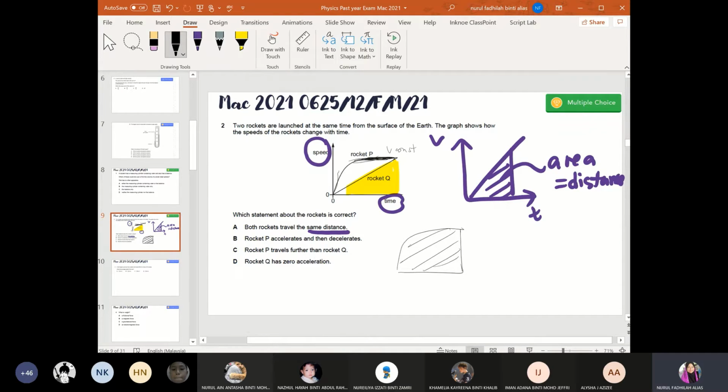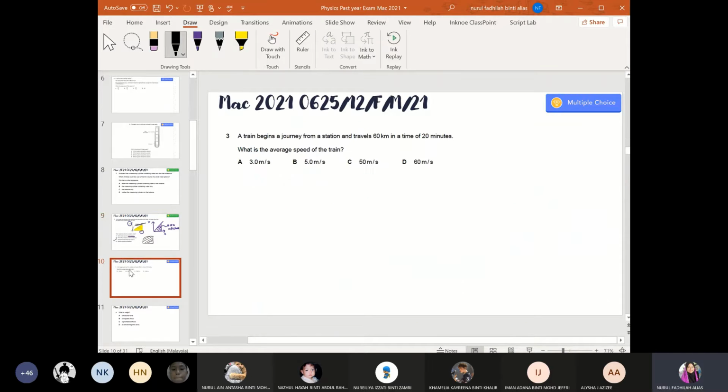And then C, rocket P travels further than rocket Q. So this is correct. Betul. Kenapa? Because of the area. So what can you say about area of rocket P compared to area for rocket Q? Larger. Yes. Okay. Greater. Okay, so rocket P, the graph, it has larger area. Therefore, C is correct. Okay, now let's look at the next question.